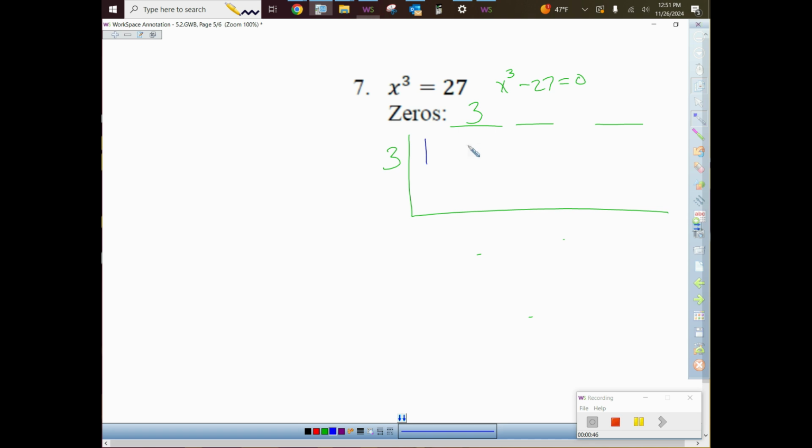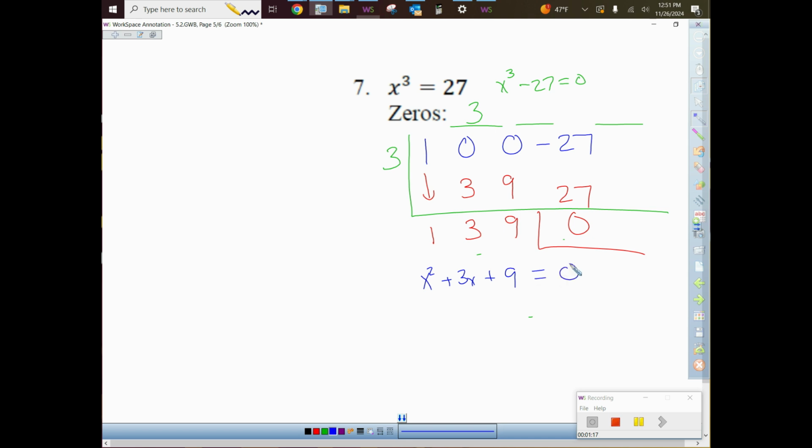There is 1x cubed, 0x squared, 0 x's, negative 27 constant, right? So let's synthetically divide. 1 comes down, multiply by 3, 3, and then we will multiply again to get a 9, and then a 27, and that's just what was supposed to happen. We were supposed to get a remainder of 0. But we have knocked it down to a quadratic. This is x squared plus 3x plus 9 equaling 0 in this case.